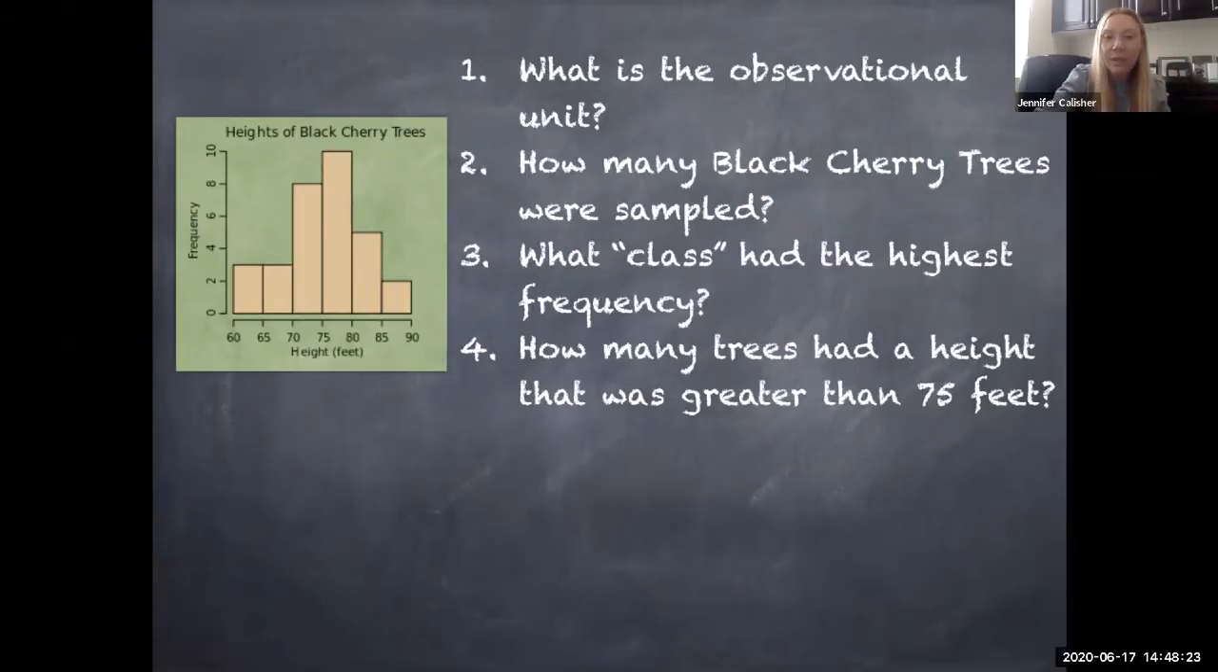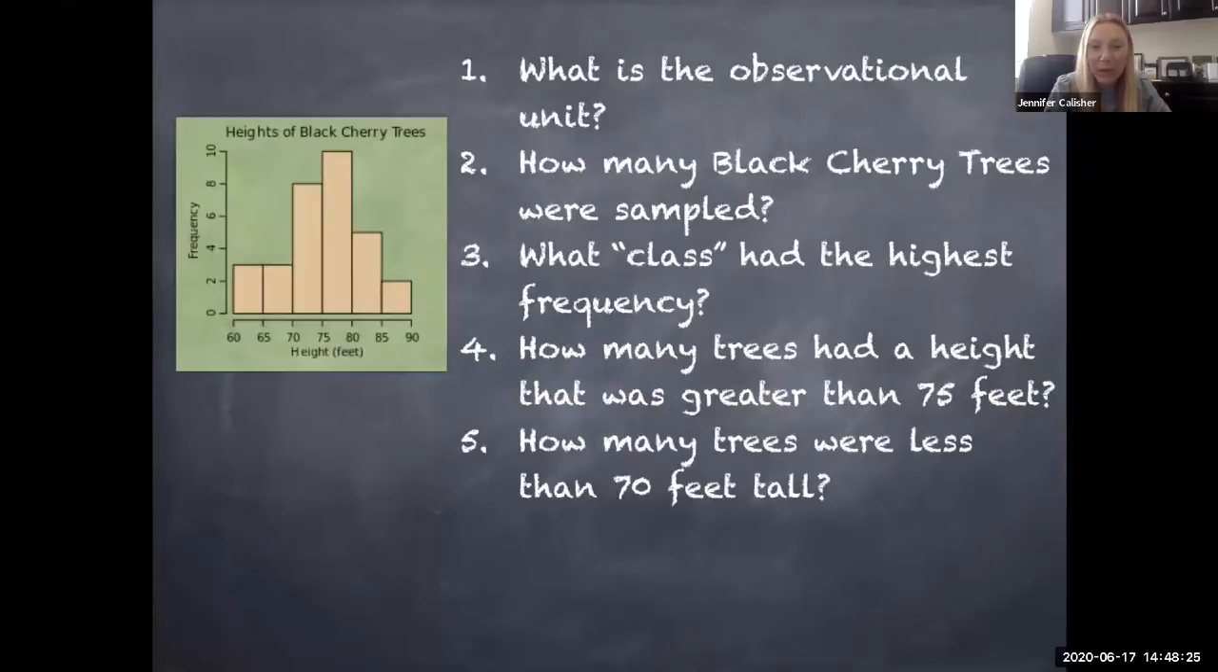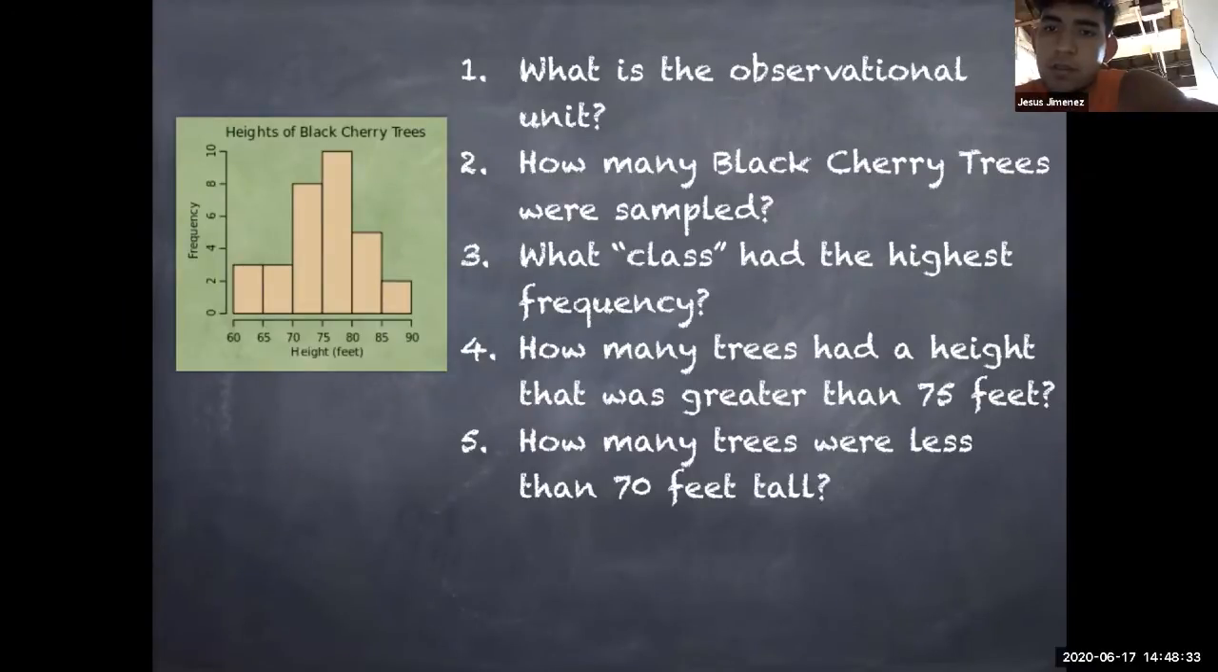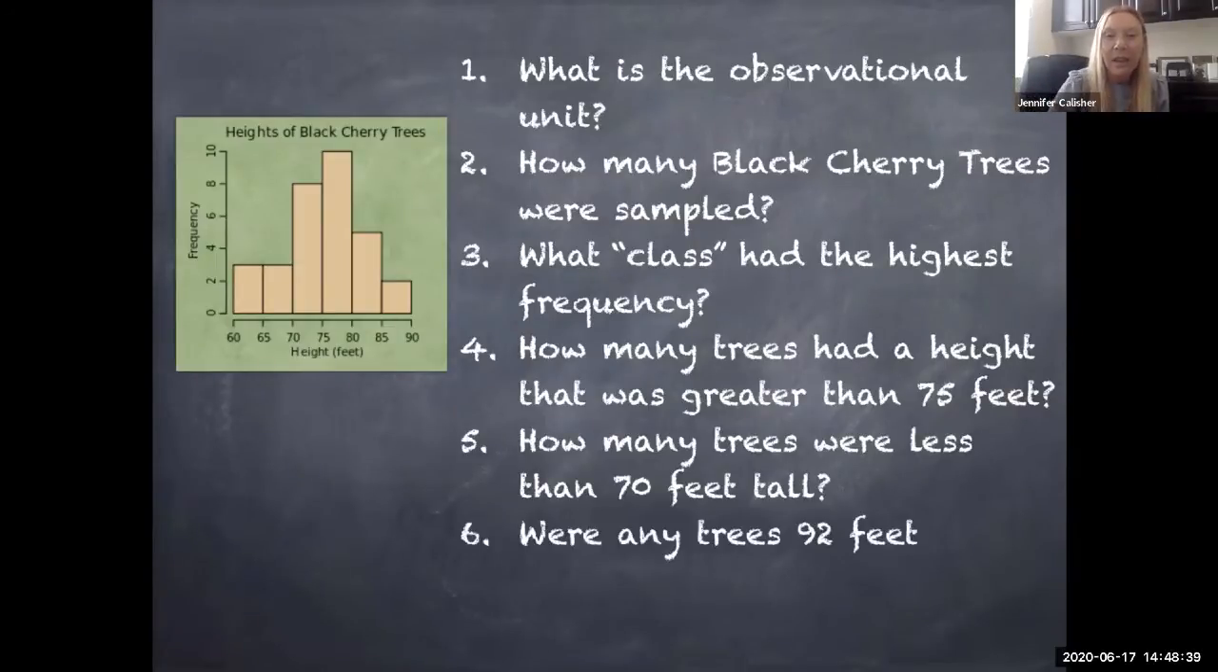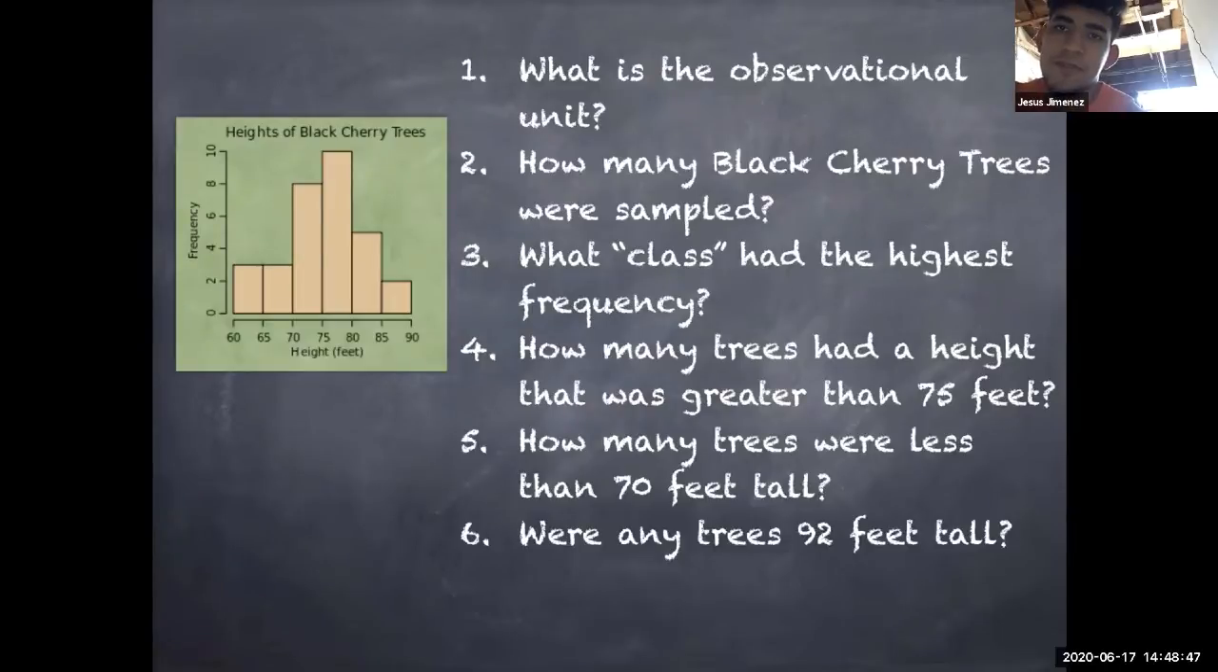How many trees had a height that was less than 70 feet tall? Alyssa? 6. Exactly. Perfect. Just add the frequency of the 2 groups below 70, 3 and 3. And Jesus, were any trees 92 feet tall? No. Exactly, right? There's nothing there. So none were 92 feet tall.